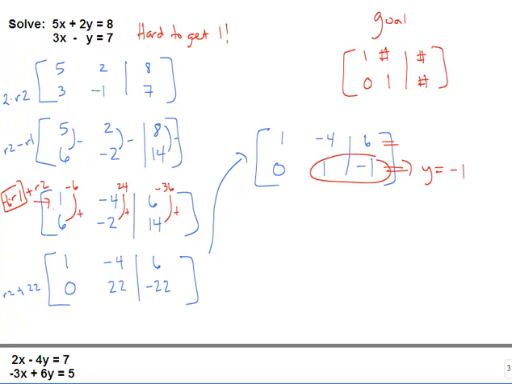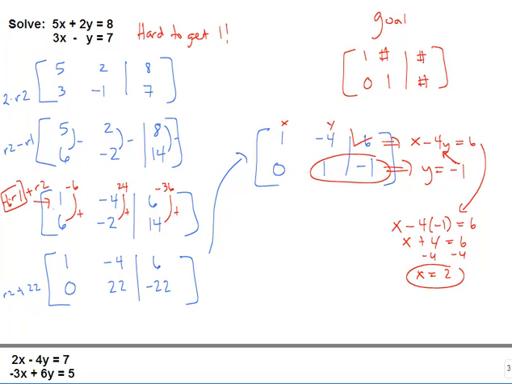And the top row, if we translate it back, is going to be x minus 4y equals 6, and we're going to want to substitute in negative 1. So let me come down here. That's going to become x minus 4 times negative 1 equals 6, or x plus 4 equals 6. So my solution is x equals 2 and y equals negative 1. So my ordered pair is 2, negative 1. Okay?